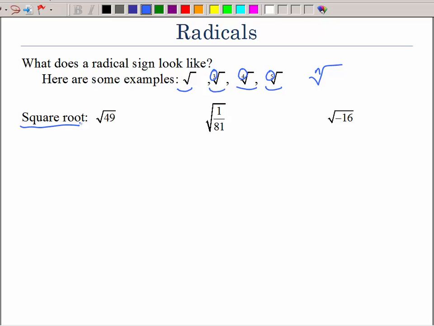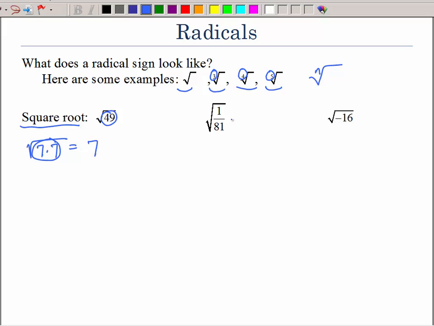And what does that symbol mean to find? It means to find a number multiplied by the exact same number that would give you that. In this case, 49. Now I know that you know that 7 times 7 is 49, and the square root of 49 is just 7.